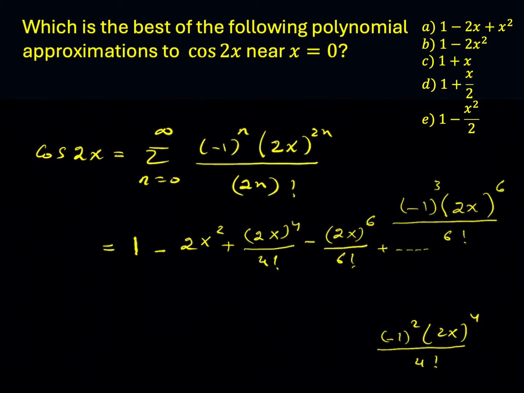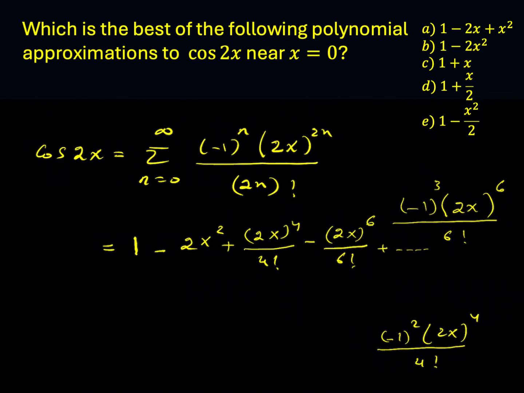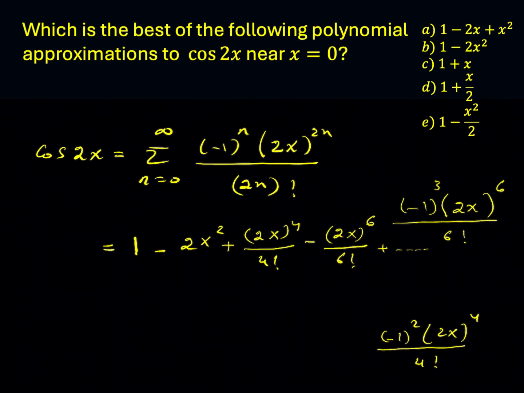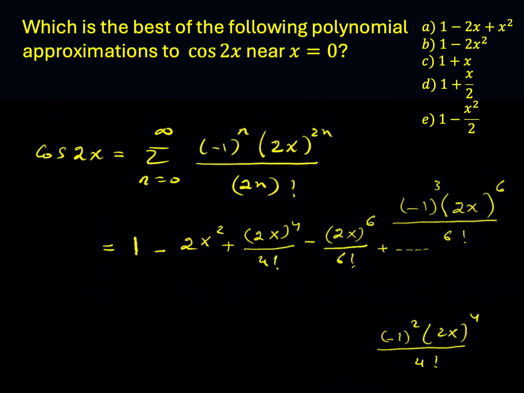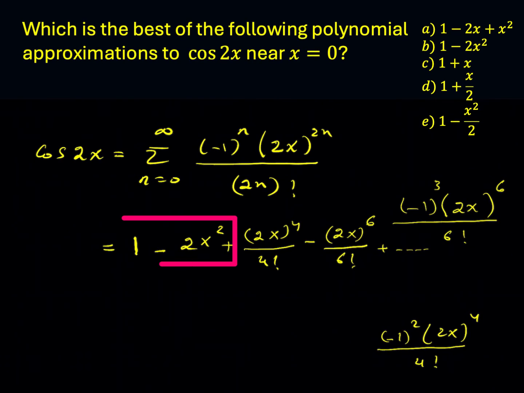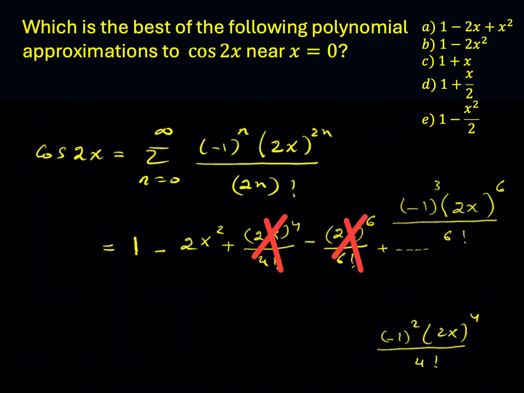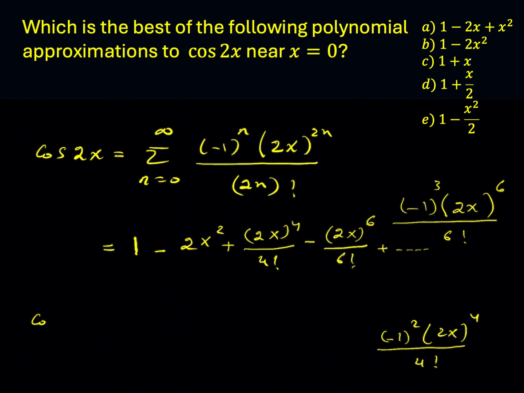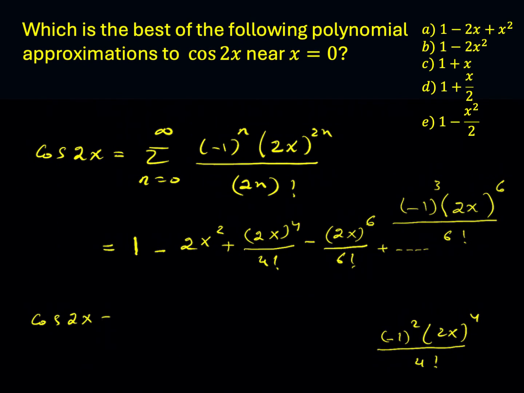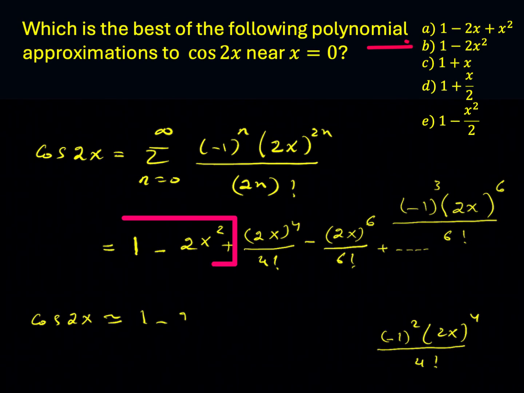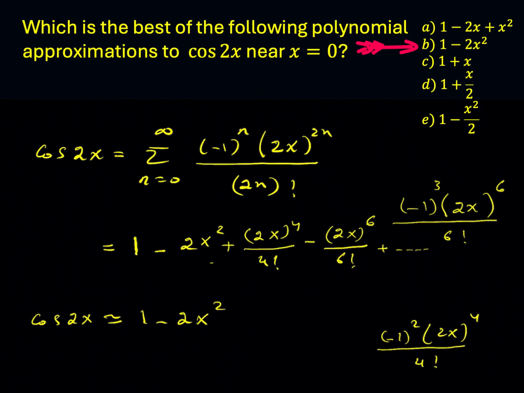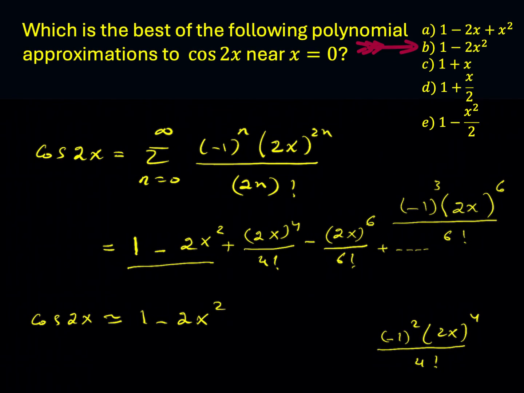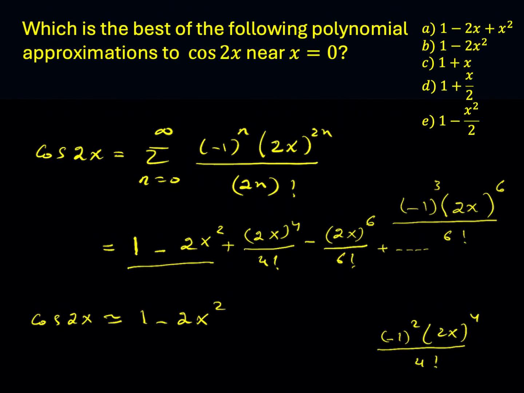You can simplify it if you want, but generally speaking, because we want the best polynomial approximation near x equal to 0, we only use the terms up to x to the power of 2, because higher order terms will be negligible for small values of x. So the best approximation for cosine 2x near x equal to 0 is cosine 2x approximately 1 minus 2x squared. We stop here. And this is called the second degree polynomial approximation.